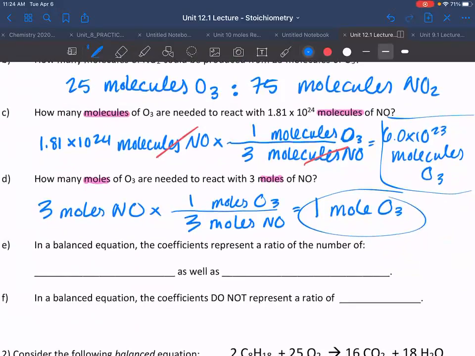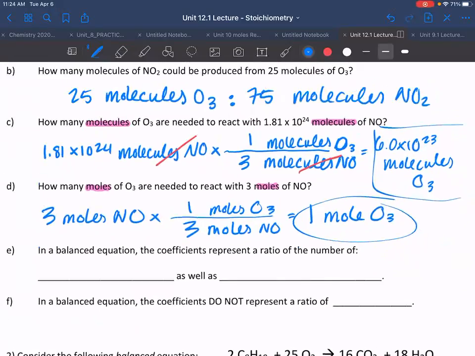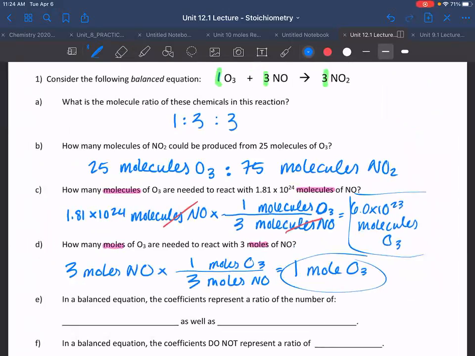All right. So in our balanced equation, we can see that there are coefficients that represent a ratio of molecules. So we can compare molecules to molecules as well as moles. We can also do moles to moles. Did we talk about grams at all here? No, because you can't use coefficients as a ratio of mass, so don't do that.